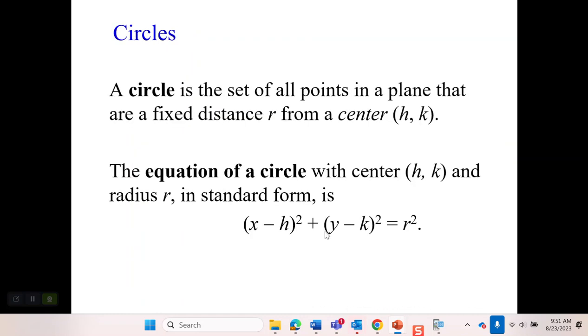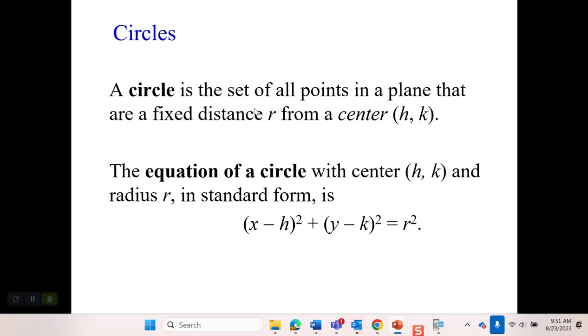Okay. So we look at the distance formula. A very important use of this one is to find a circle. A circle is the set of all points in a plane that are a fixed distance from a fixed point, the center. The distance from the center, we call the radius.